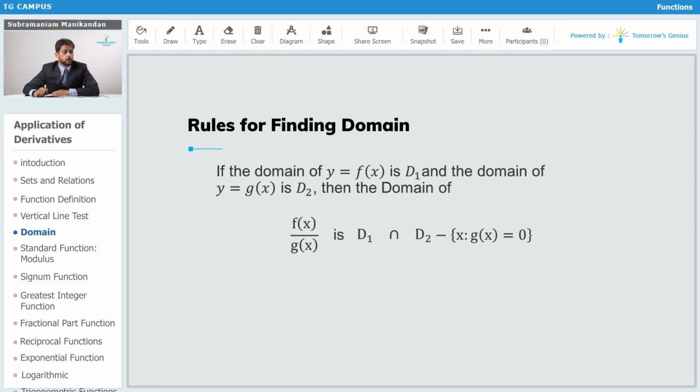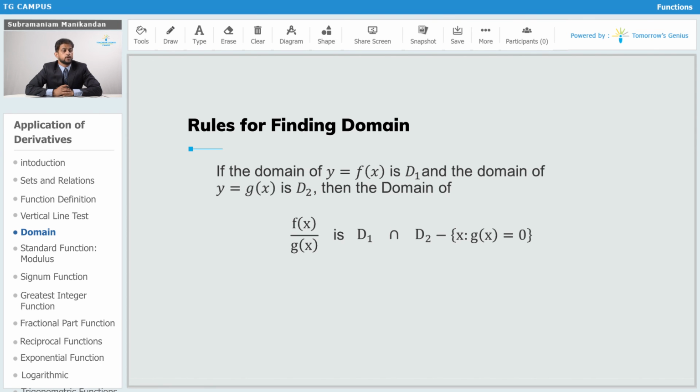The same goes for f(x) by g(x) also. So if D1 is the domain of f(x) and D2 is the domain of g(x), then the domain of f(x) upon g(x) is all the numbers between D1 and D2 except those which make the denominator function g(x) as 0. Even though 0 may be part of the domain of the function g(x), in f(x) by g(x) we are not allowed to make g(x) 0, because if we remember, division by 0 is not allowed.